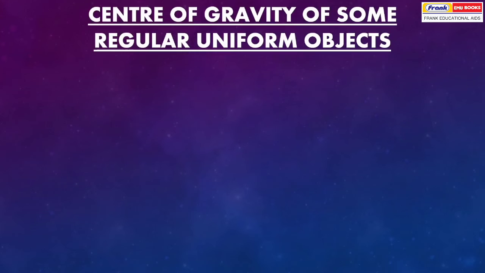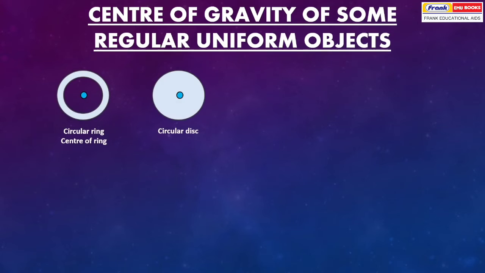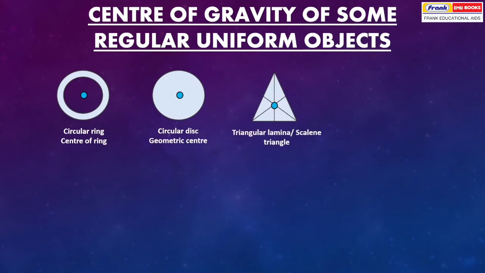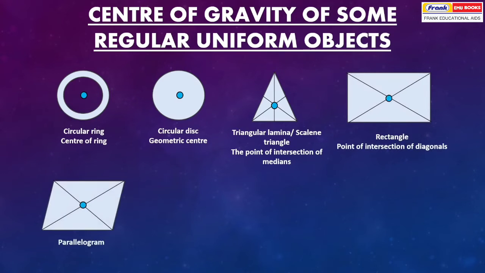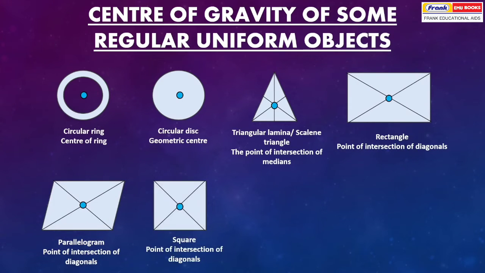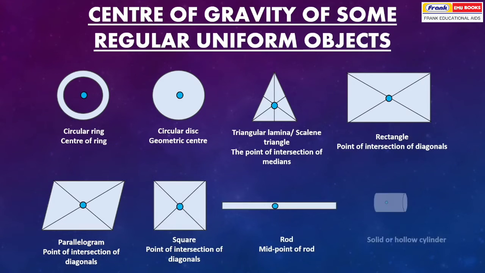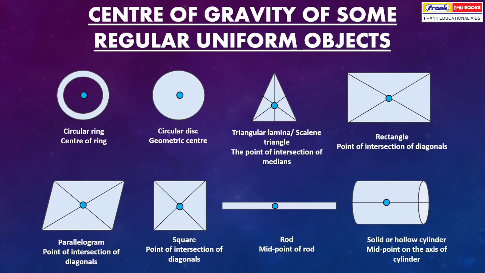Center of gravity of some objects with regular uniform distribution. Circular ring, center of the ring. Circular disc, geometric center. Triangular lamina or scalene triangle, the point of intersection of medians. Rectangle, the point of intersection of diagonals. Parallelogram, the point of intersection of diagonals. Square, the point of intersection of diagonals. Rod, the midpoint of the rod. Solid or hollow cylinder, midpoint on the axis of the cylinder.